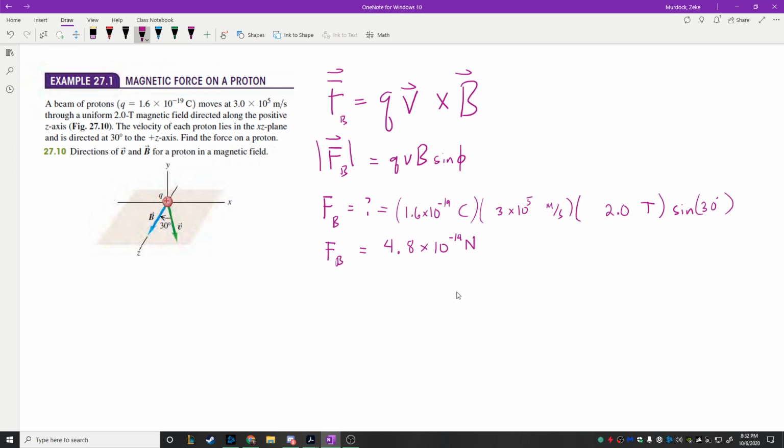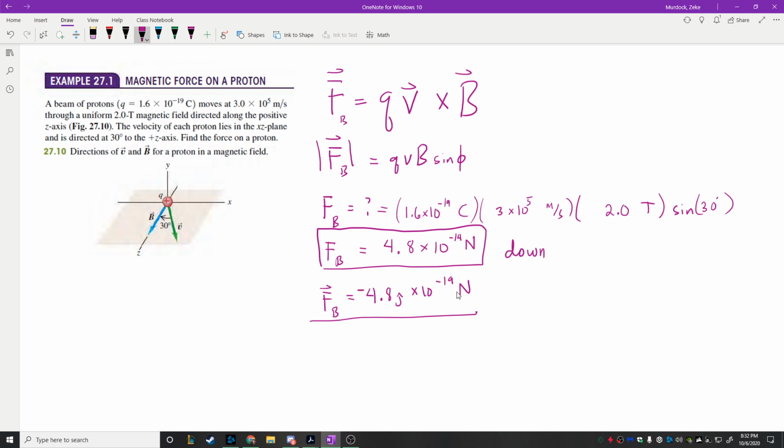Yep, 4.8 times 10 to the negative 14 newtons. That's right. And what direction does it point? Negative y or down, right? So we could write this in terms of a vector if we want to by using unit vectors. It would be 4.8 j hat, negative.